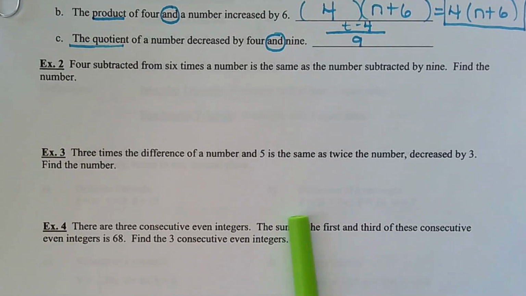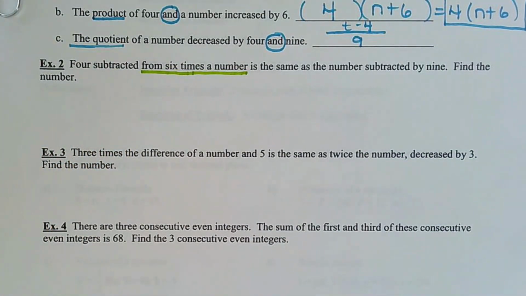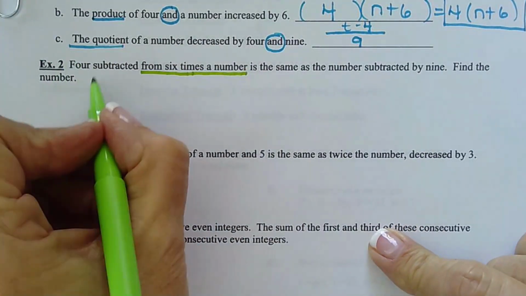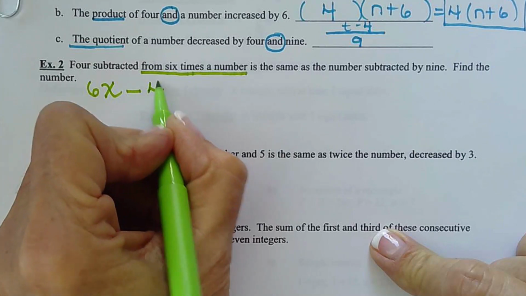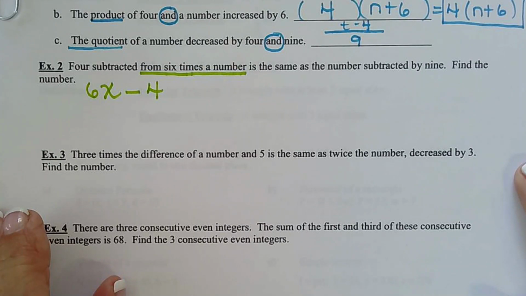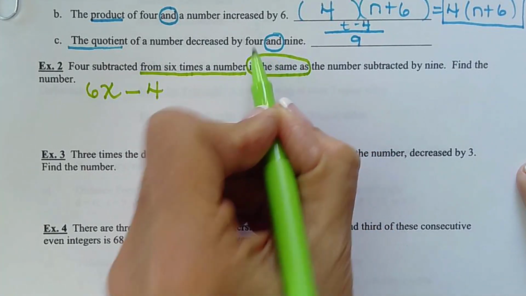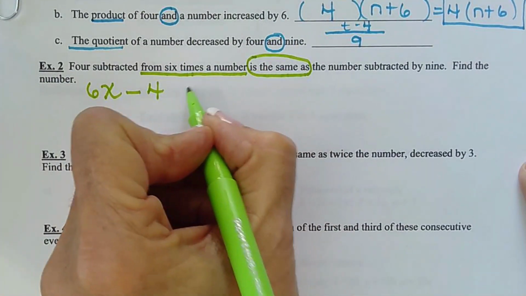So 4 subtracted from, keywords. Still have to follow all those rules even though we're solving now. That means this goes first. 6 times a number. And 4 is being subtracted from 6 times a number. Then it says "is the same as." That's another word for saying is equal to. So that just means an equal sign.